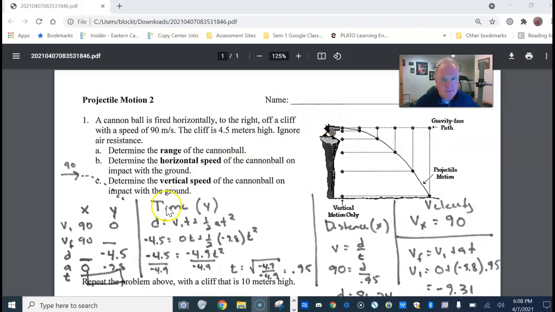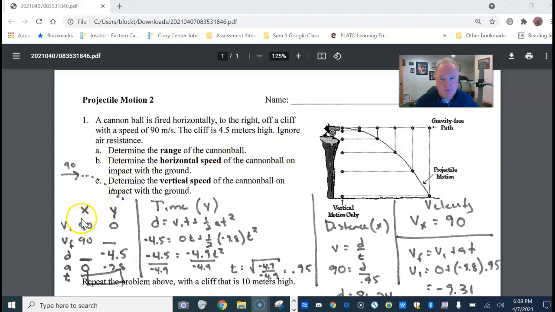So the way that we do this problem is we always create this chart with the x and y directions, and then we have all of our variables: vi, the initial velocity, final velocity, distance, acceleration, and time. And what I want you guys to always do is don't try to memorize this. Figure it out from each problem. Make sure you understand where all these are coming from.